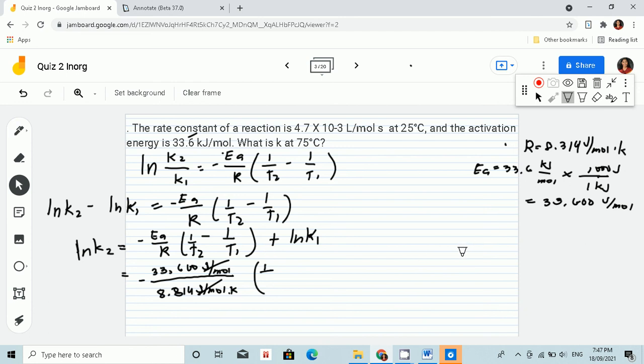The T2 here is 75 degrees Celsius. It's in degrees Celsius. Now, in our gas constant, which is R, the unit of temperature is in Kelvin. So, to be consistent, we have to convert degrees Celsius to Kelvin. And how would we do that? T2 is equal to 75 plus 273.15, that is 348.15 Kelvin.